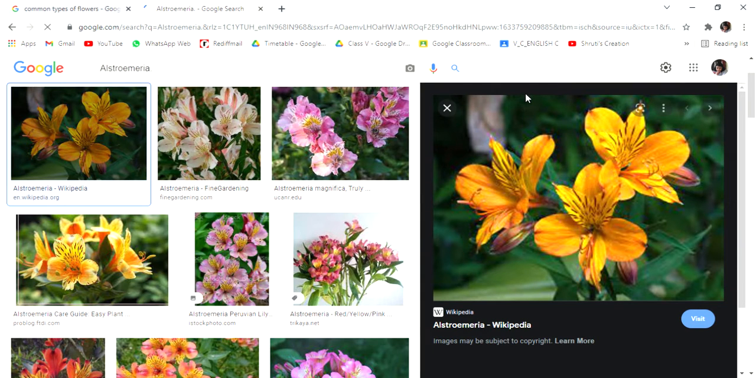Here, let me show you the actual one. It's actually orange in color, orange like a yellow type. See the flower. It's the actual Alstroemeria, which is also called the common lily.